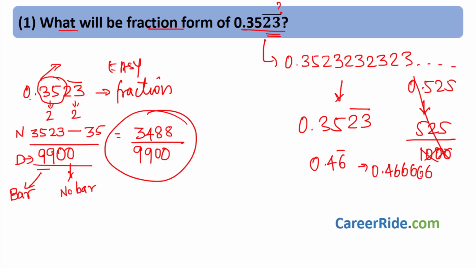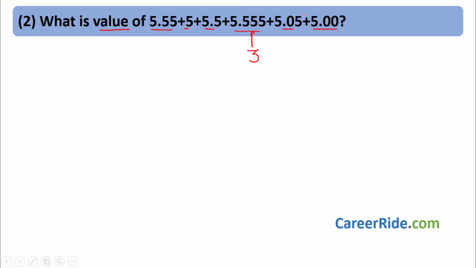That is, there are 3 digits after the decimal point over here. So write all the numbers with 3 decimal places, one below the other. What does this do? This helps us to avoid any silly mistakes.